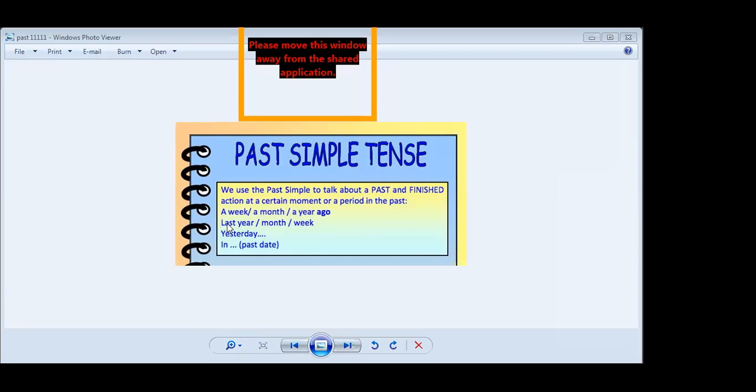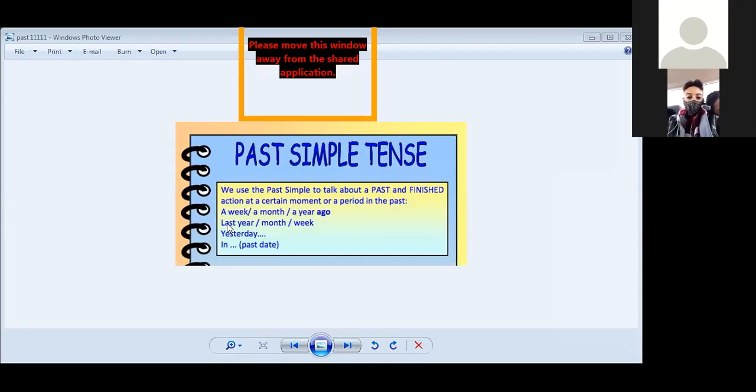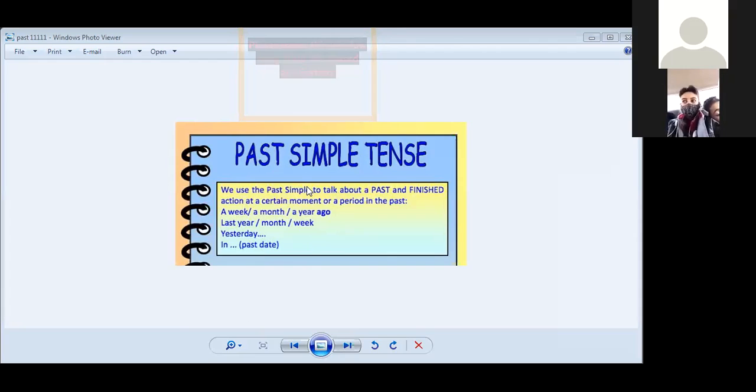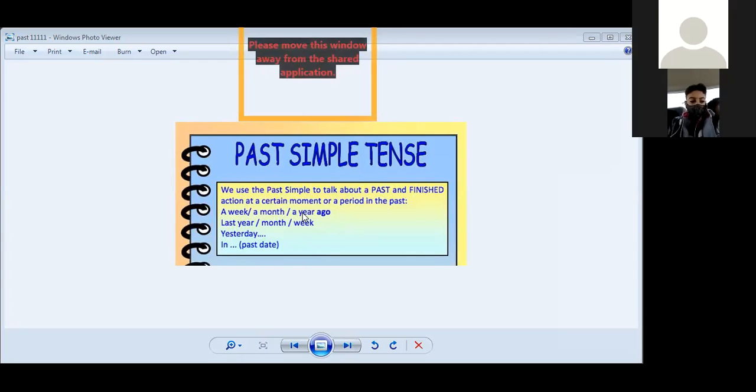So here we have key words, clues that tell us that you have to use simple past in the sentence, okay? So, for example, last week, last month, last year, okay? Or a week, a month, or a year ago, okay? Yesterday.